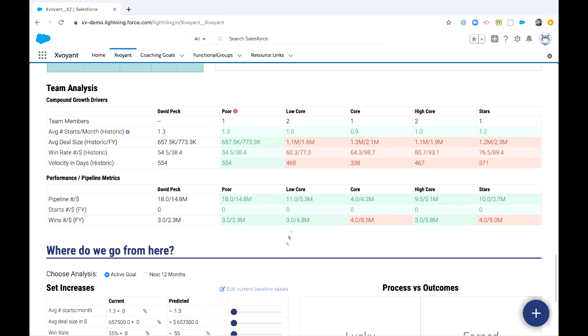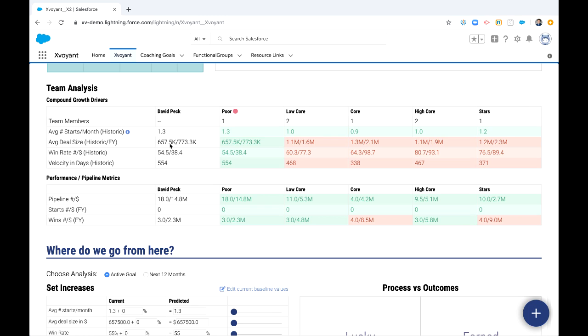If we keep scrolling down, we'll find the team analysis section. Here we'll have the salesperson that we're currently looking at and their name, and we'll have all of their sales metrics. So this person finds, on average, one opportunity a month. Their average deal size is $657,000. Their win rate is about 54%. And their velocity in days is 554 days.